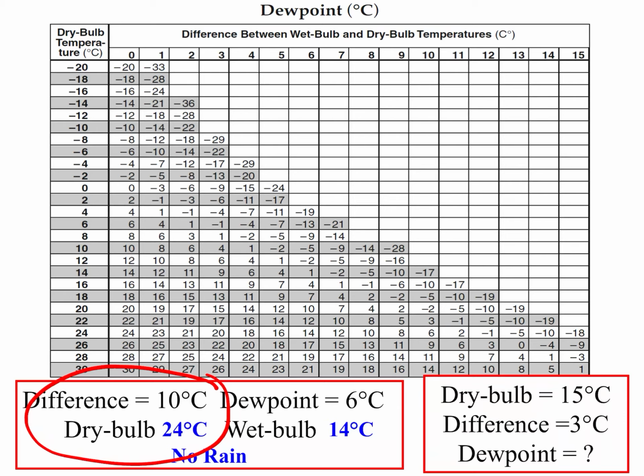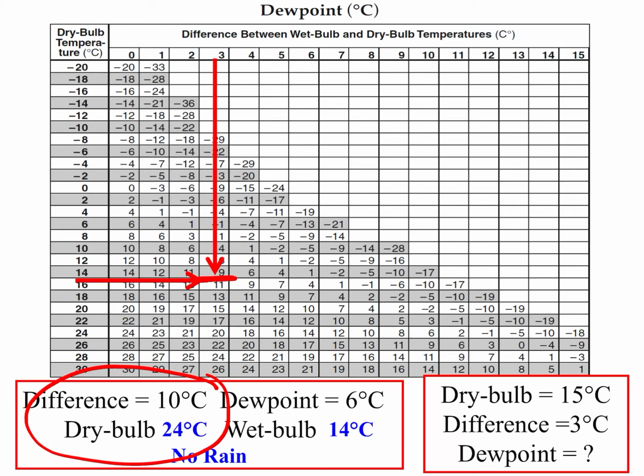All right, next one. Dry bulb is 15 and the difference is 3. Let's do it. 15. Notice it's in between. Sometimes you get numbers that fall in between. Here's a 14 and a 16. So we're kind of riding that line. And the difference is 3.